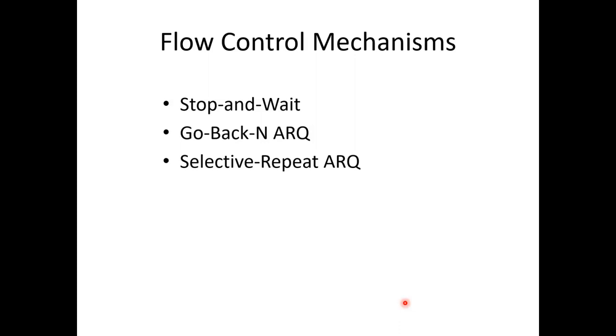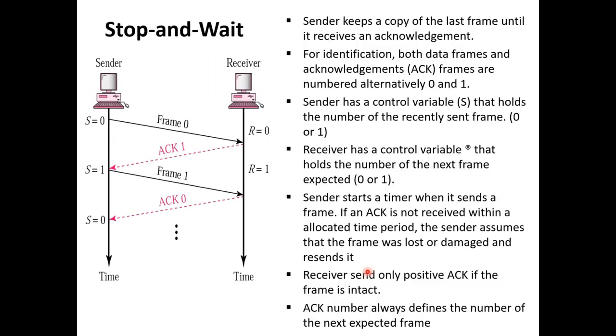Here the sender will wait for the acknowledgement. Once the acknowledgement has been received from the receiver, it will send the next data. That is the main objective of stop and wait. Here you can see this is a sender and this is a receiver. Every time, there will be a timer.